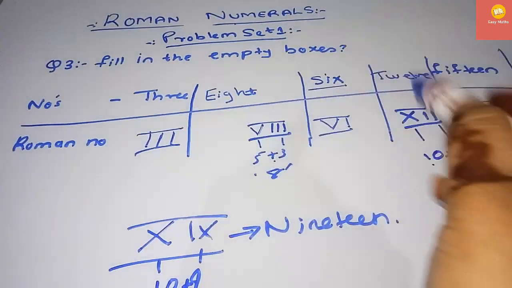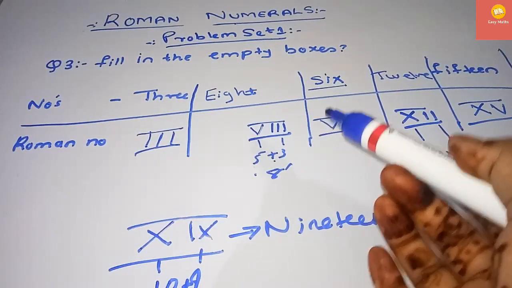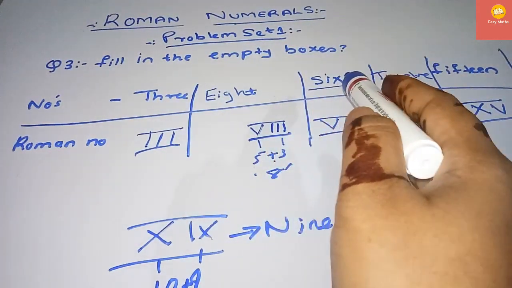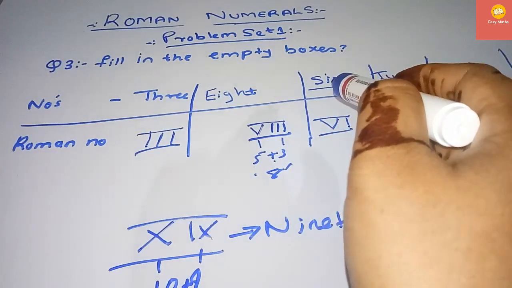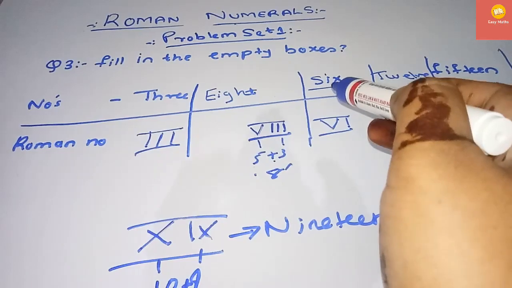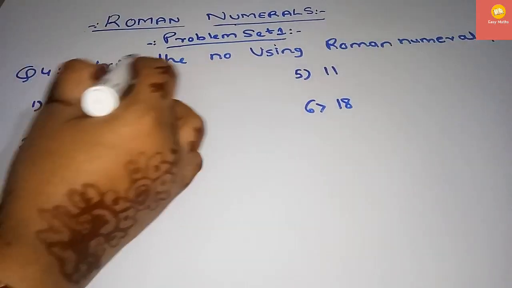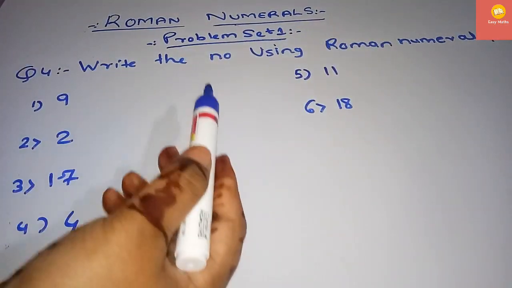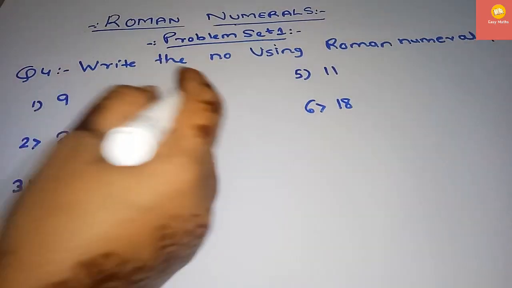So question number 2 is very simple. Wherever there is a filling the blanks, write down the Roman numbers. If the international number is filling the blanks, write down the international number in words. Okay. Let's move to question number 4. In question number 4, write the number using Roman numerals. They have provided some international numbers. We need to write down the Roman numbers.